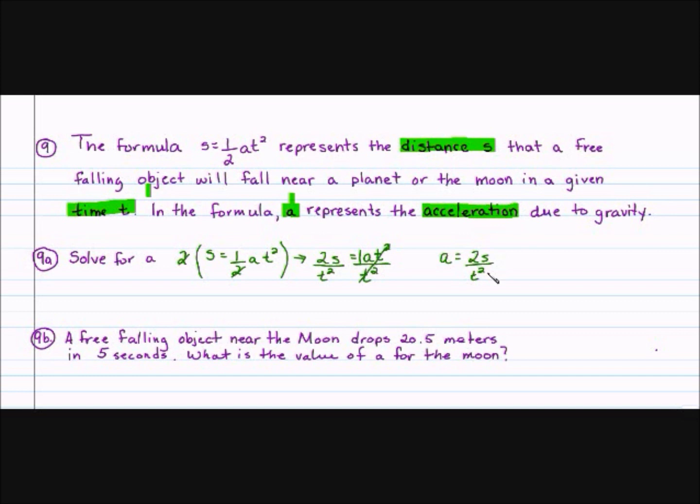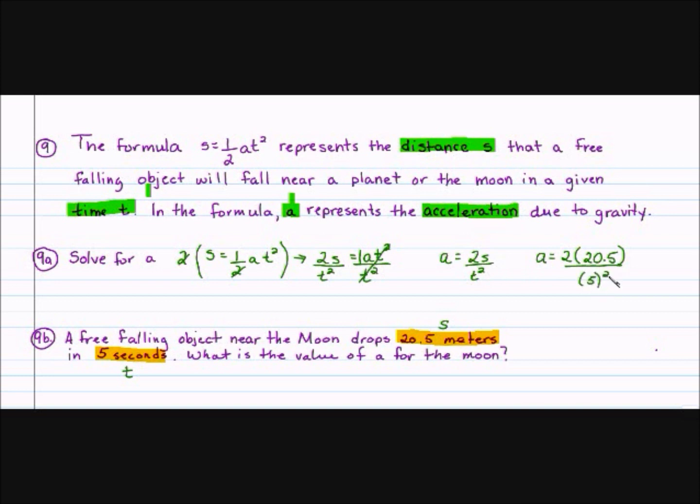Well, on part B, they want me to plug numbers into these formulas so I can solve for the acceleration. So let's go ahead. What's S? S is distance, T is time. Get my highlighter. A free-falling object near the moon drops 20.5 meters. Is that time or distance? That would be distance. So this is my S. In 5 seconds, that would be my time. Okay, now let's go back and plug in. A equals 2 times my S is my distance, which is 20.5, divided by my T squared is my time.